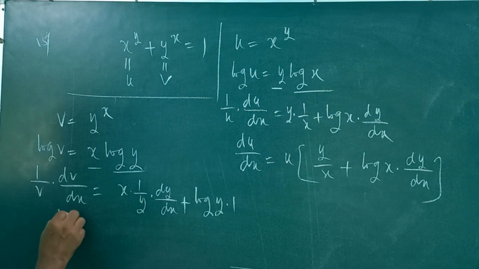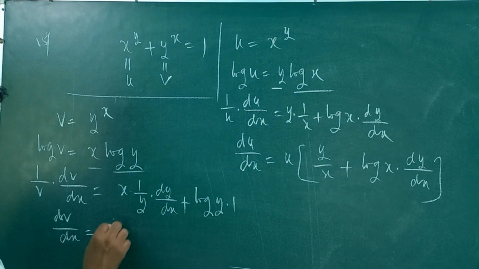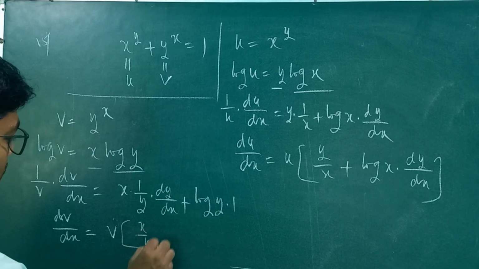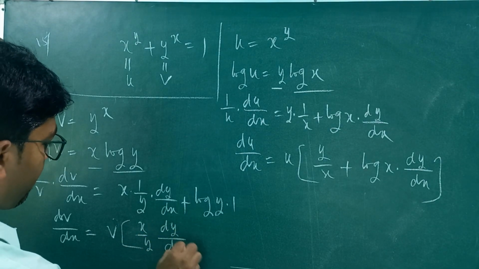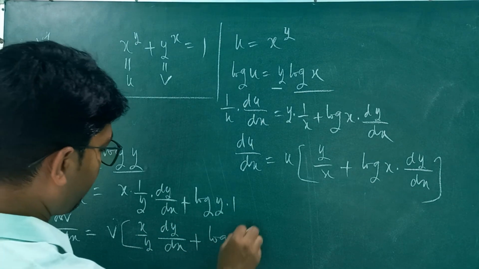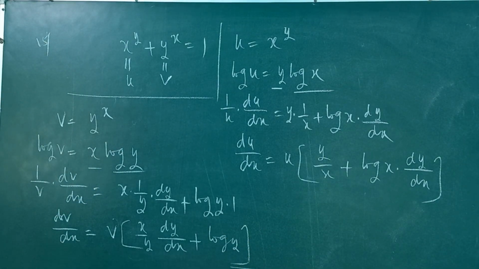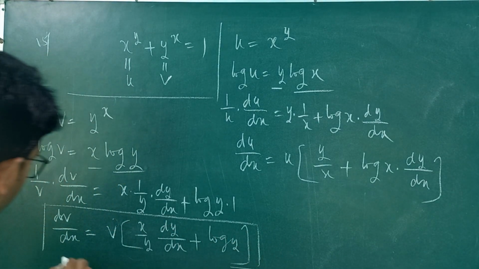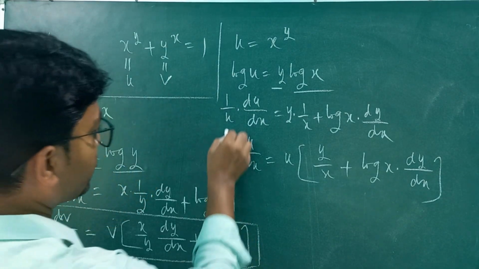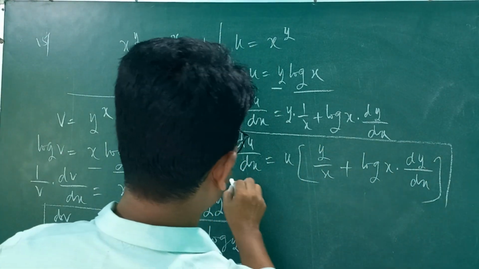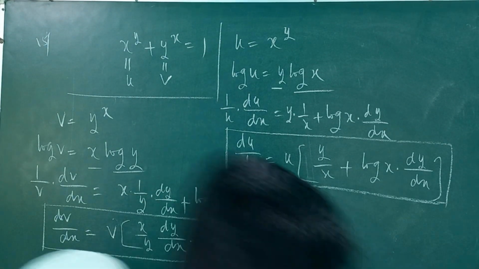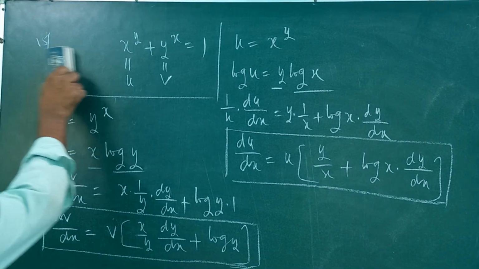And what is dv by dx? It is v into x by y dy by dx plus log y. So these two structures are our necessity. Now, what is our function?